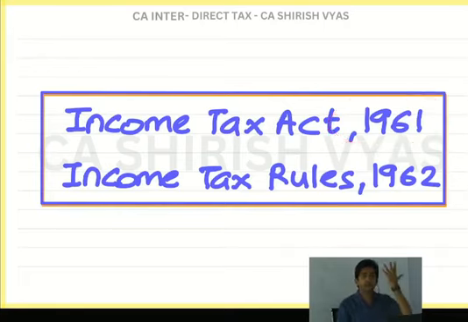So anyways, the point is, right now we are studying the act which was made in 1961. But then 1961 is a very old year. Even I was not born that time. So 1961 law, that law doesn't remain constant. This law keeps changing. Every year there is a budget.